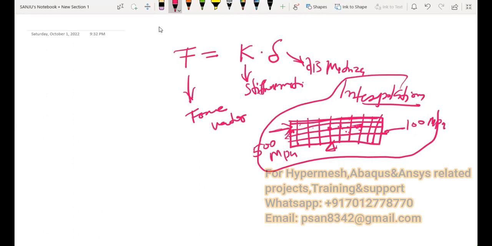So these are the things that I just wanted to revise or brush up regarding FEA. In the later classes, we'll be dealing with more theory and some brush up sessions. At this time, I think this is enough. Next, we will jump into the HyperMesh software.